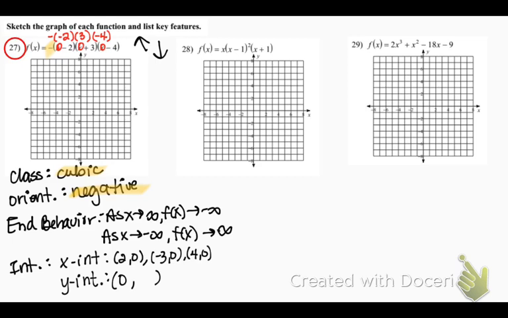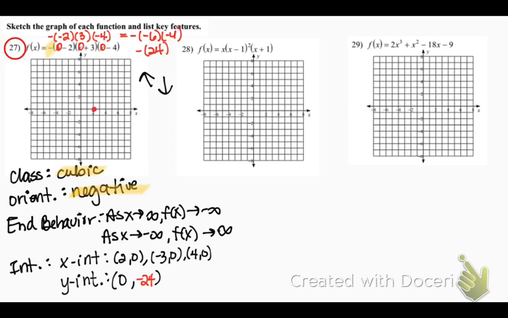So negative times negative 2 times 3 times negative 4. Well, that gives me, let me move these end behavior arrows out of the way. That gives me negative 6 times negative 4, which is negative 24. So that's my y-intercept. So now I'm going to graph these. And that's obviously not going to fit on my graph as far as the y-intercept goes. So I'm going to graph the x-intercepts first.